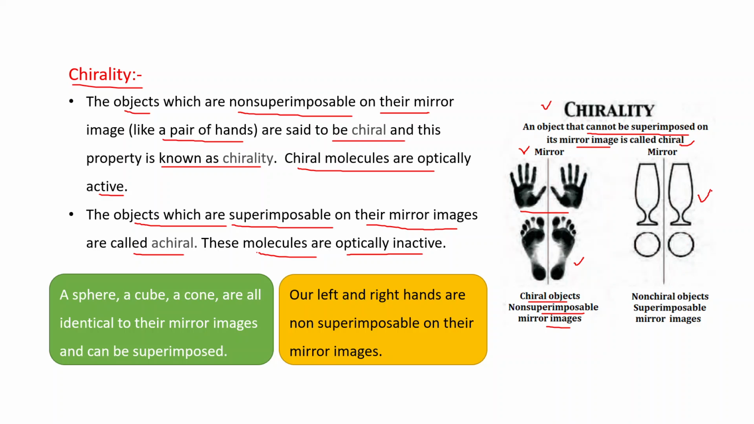These are some items in our daily life, like the sphere. These are non-chiral objects, superimposable mirror images. A sphere, a cube, a cone are all identical to their mirror images and can be superimposed. Our left and right hands are non-superimposable on their mirror images.